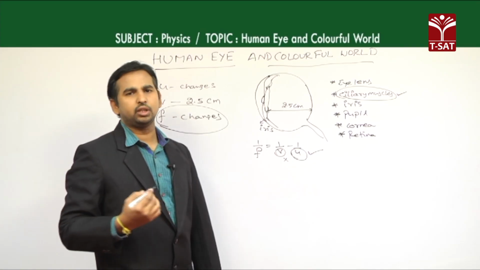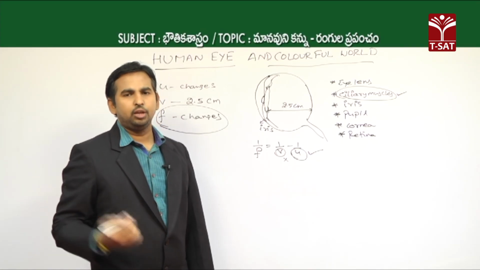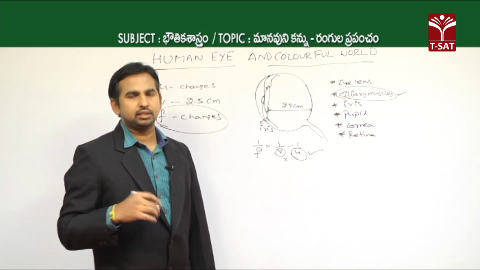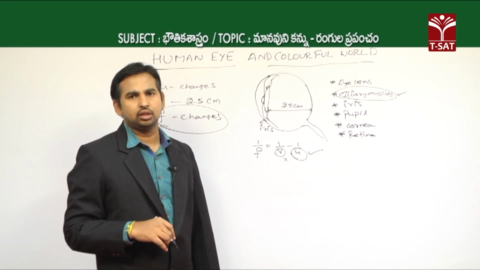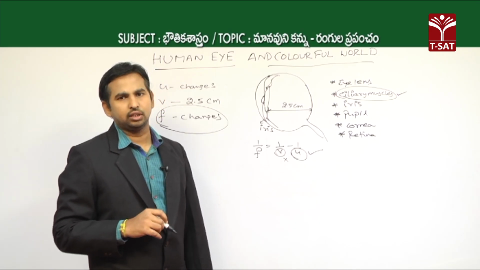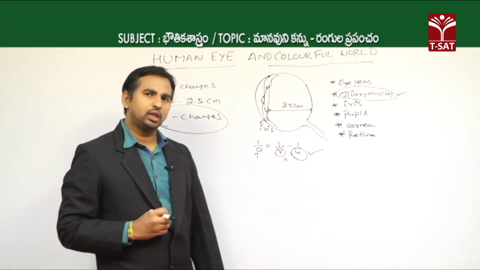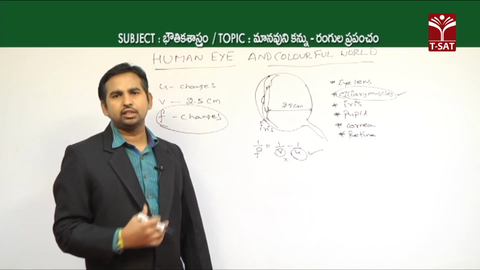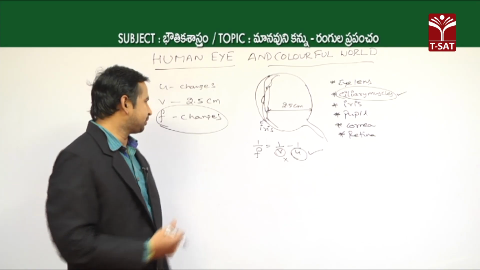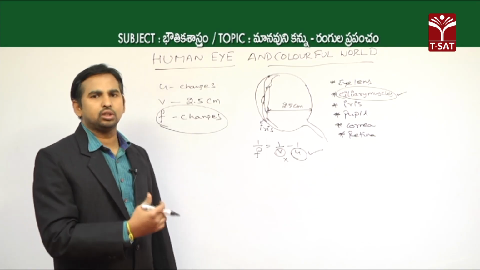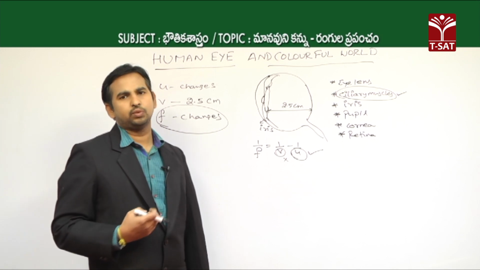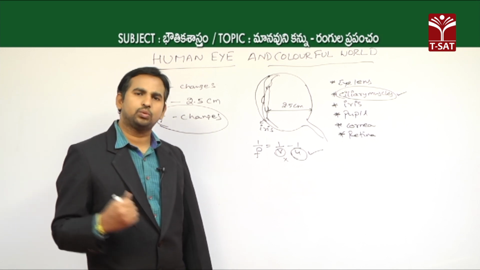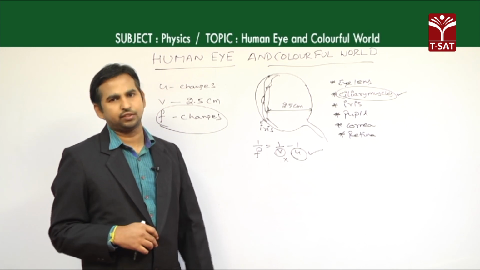The main role of the ciliary muscles is, depending on the object distance, to adjust the focal length of the eye lens. As it changes the focal length of the eye lens, it is changing the radius of curvature. A change in the radius of curvature causes a change in the focal length, so that we can see different objects very clearly, even though the distances of the objects are different.